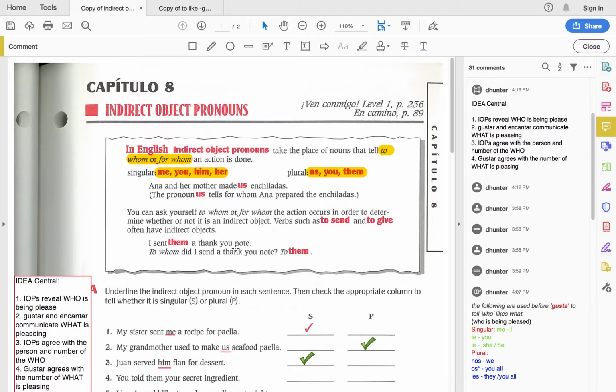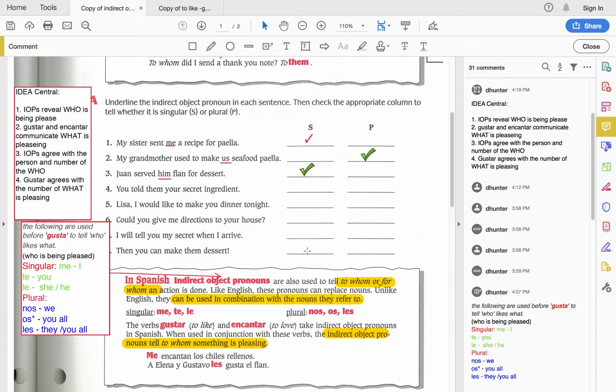Similarly, below, you can also tell to whom an action was done. I sent them a thank you note. To whom did I send it? I sent it to them. In Spanish, it's very similar.